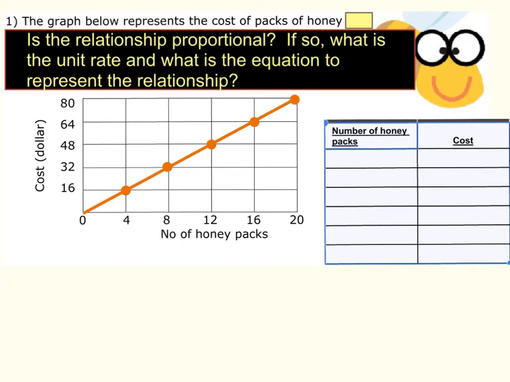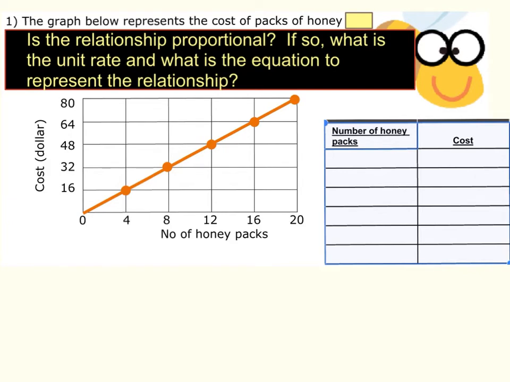So you'll see the first example I have here says the graph below represents the cost of a pack of honey. Is the relationship proportional? If so, what is the unit rate and what is the equation to represent the relationship? So what we're going to do is look at the points. We have a graph here. Our x-axis represents how many honey packs we buy, and the y-axis represents the cost. So we're going to find points on the graph, and I'm pointing to them right now. We're going to take that information and create a table, because we know how to check a table to see if it's proportional.